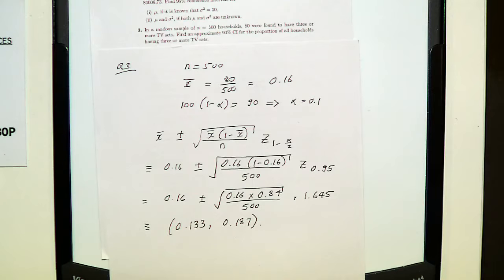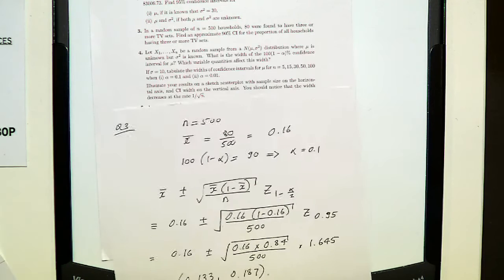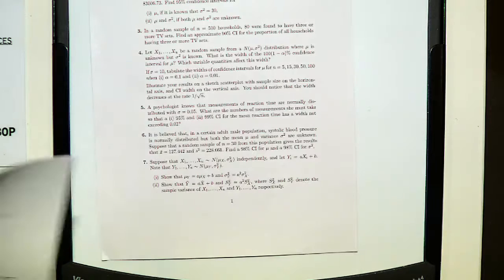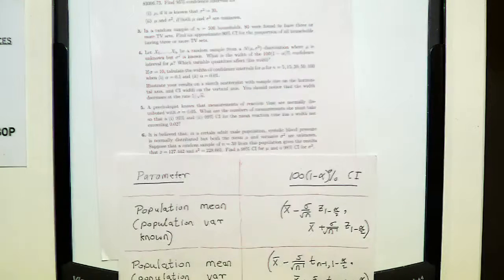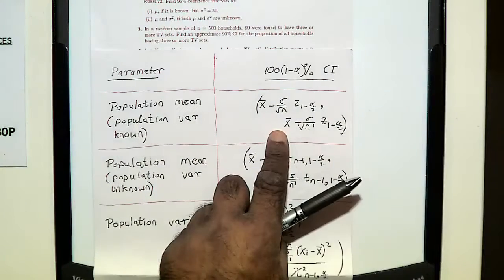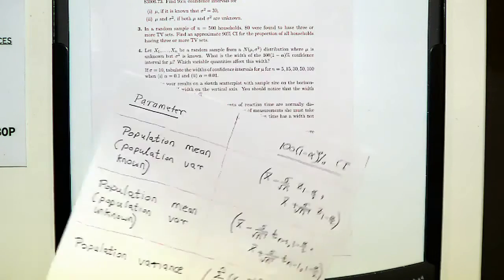Alright guys, had you done question 4 yet? Let's look at the first part. So question 4 is about, we are assuming that the population variance is known, right? In that case, the confidence interval for the mean is this one, right? Yes? Okay, so that's what I'm going to use.